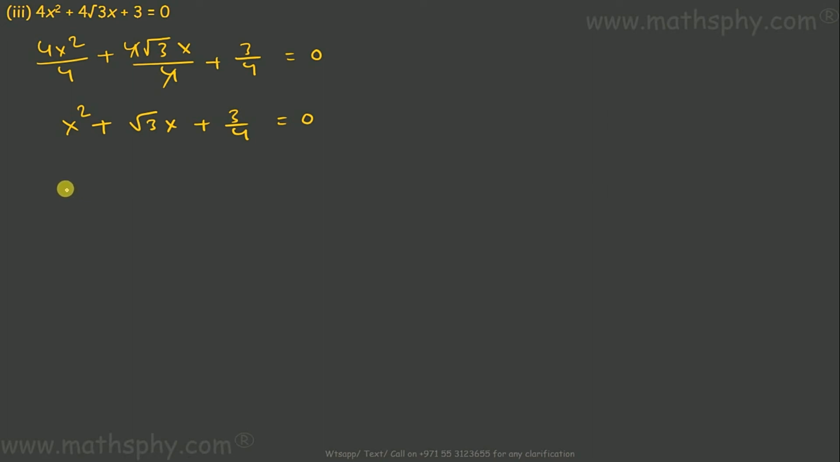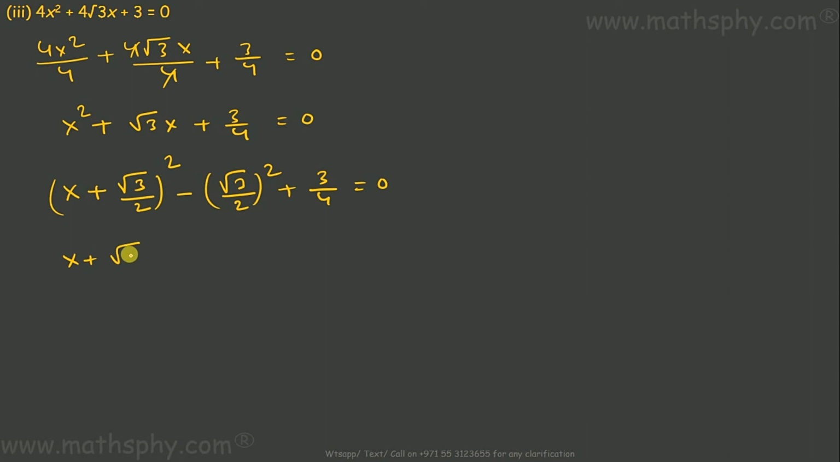This one here, let's divide this by 4. So this will be 4x squared by 4 plus 4 root 3x by 4 plus 3 over 4 equals 0. So this gives me x squared plus root 3x plus 3 over 4 equals 0. So x plus b over 2a, means root 3 over 2, minus b over 2a, root 3 over 2 whole square plus 3 over 4 equals 0.